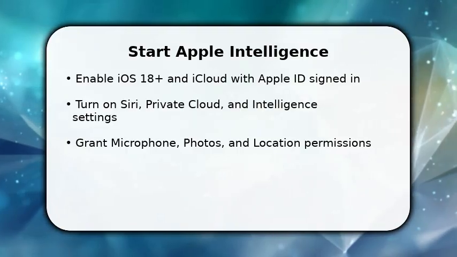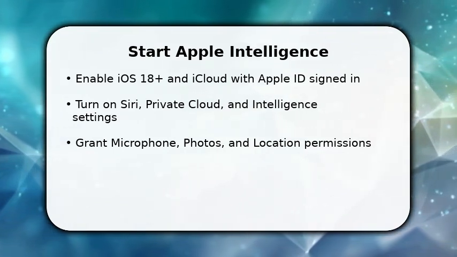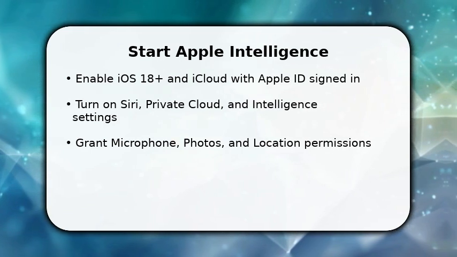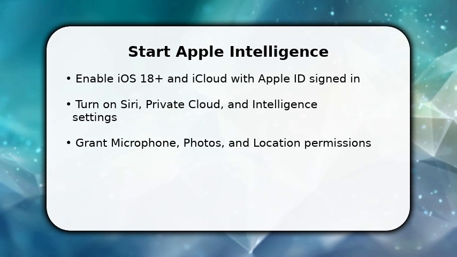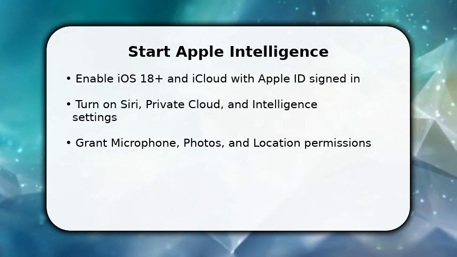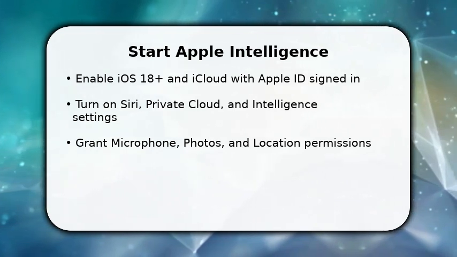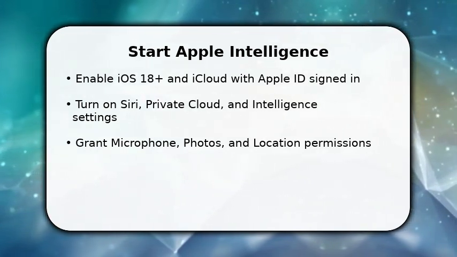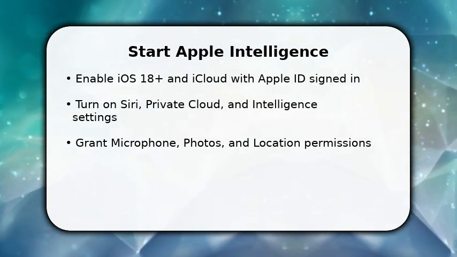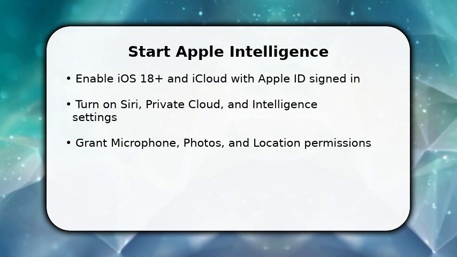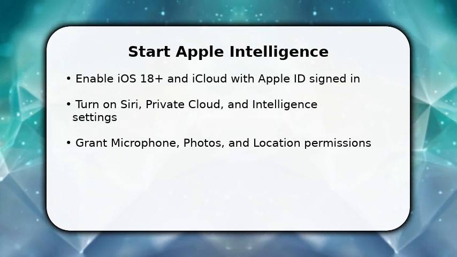You begin by enabling the core services. Make sure your iPhone 16 runs the latest iOS and that you're signed into iCloud. Once done, open Settings and turn on Apple Intelligence, Siri, and Private Cloud so processing and continuity work correctly. You should also allow microphone, photos, and location access when prompted. This lets the intelligence features analyze content and respond contextually. These are the first actionable steps that let the system start learning your preferences and preparing for interactive tasks.